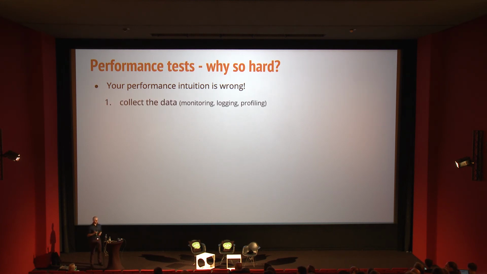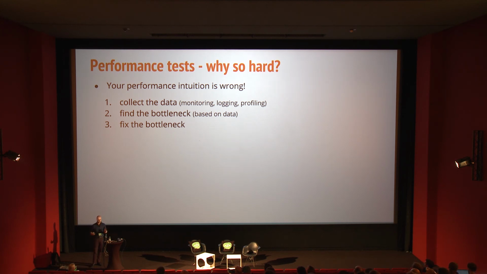And the procedure is quite simple. First, collect the data. So monitoring, logging, profiling. Then find the bottleneck based on that data. Fix the bottleneck, but fix only one thing. Not all potential bottlenecks, not all imaginary bottlenecks, one thing only. Collect the data again and check your assumptions. Is it better? How much is it better? Maybe it is worse. And go to step number 1.